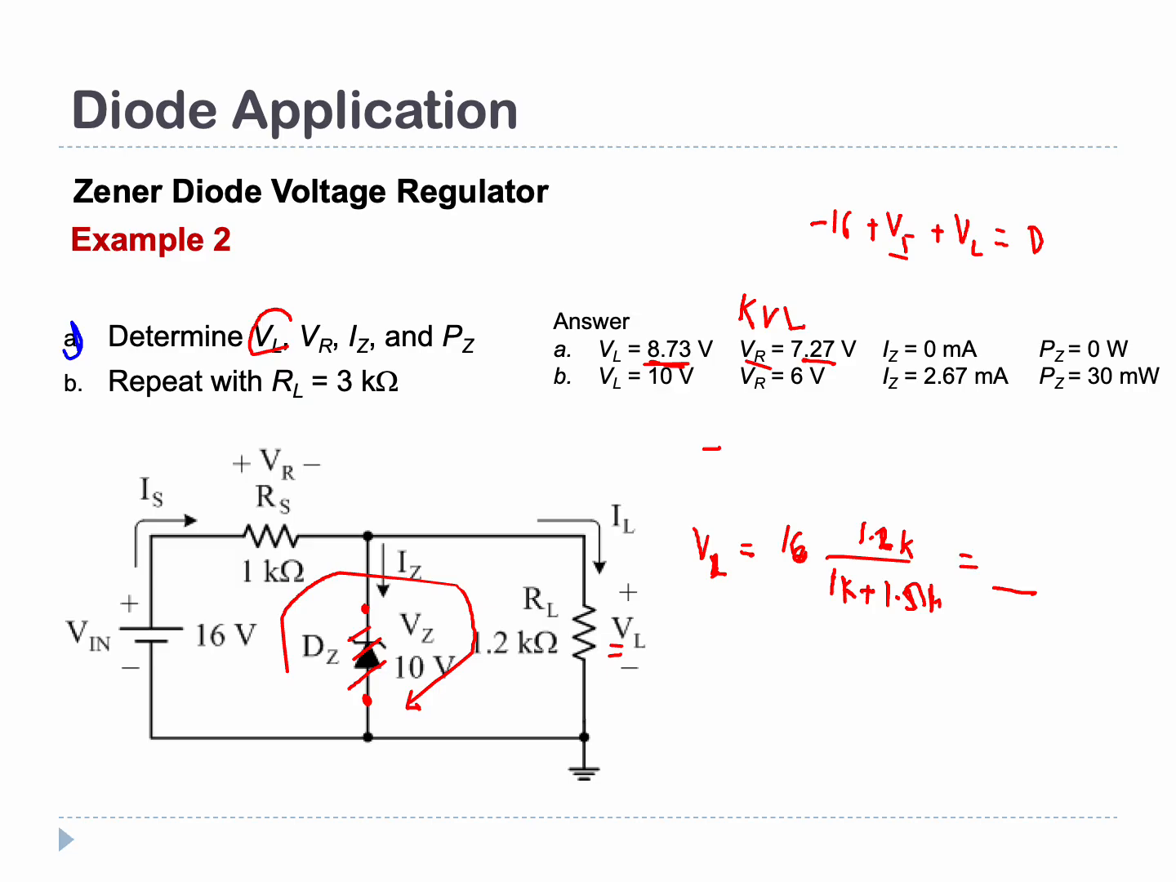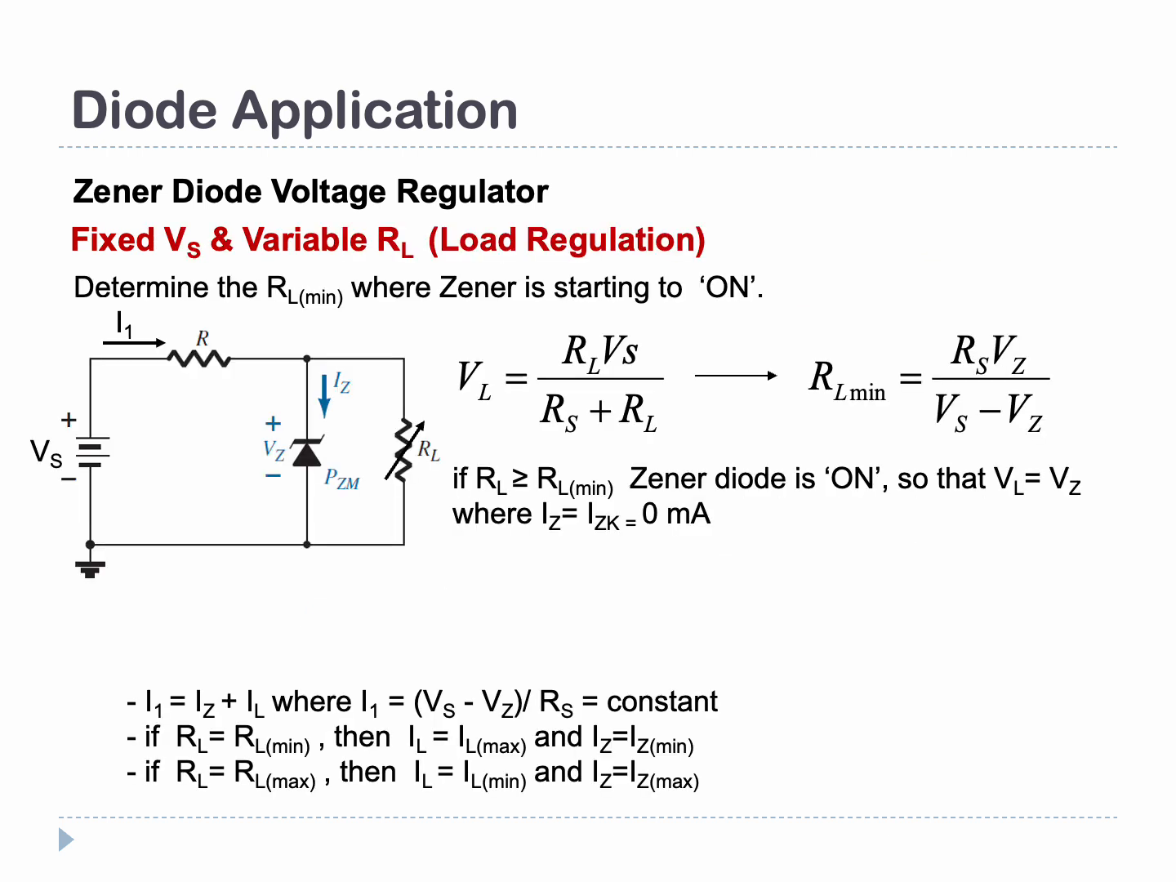Since your zener is turning off, your IZ equals 0 and your PZ equals 0 as well. I leave it to you to repeat the calculation when the load resistance equals 3 ohm. These are the answers that you should get, and I leave it to you to calculate by yourself.